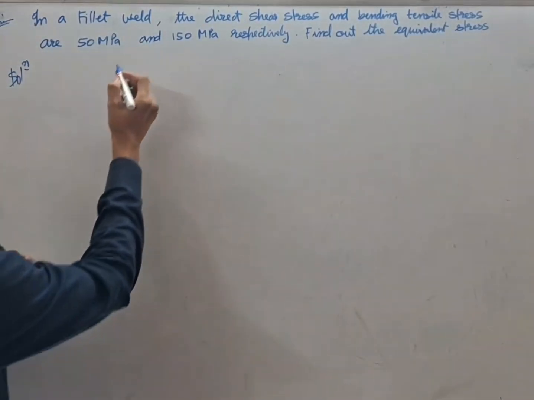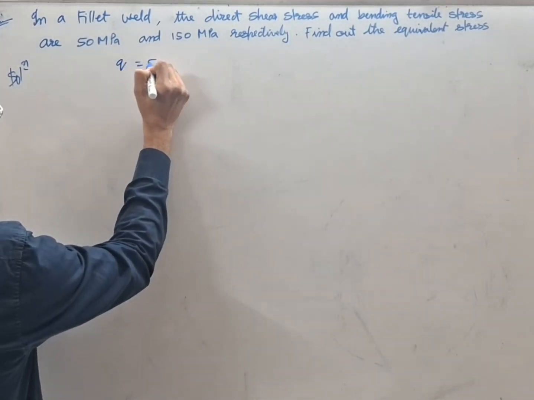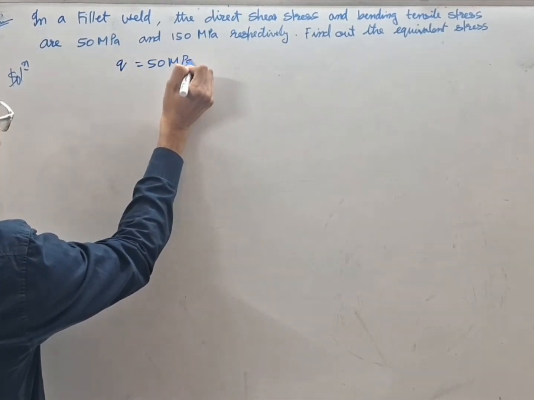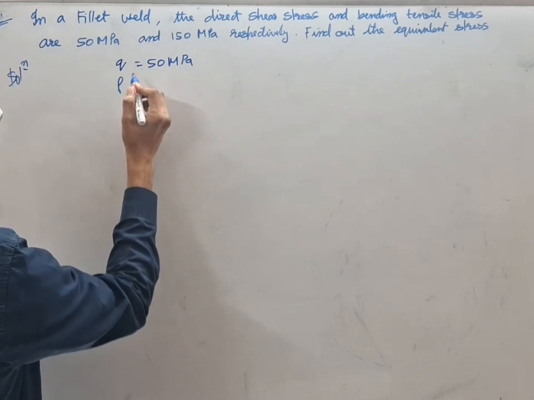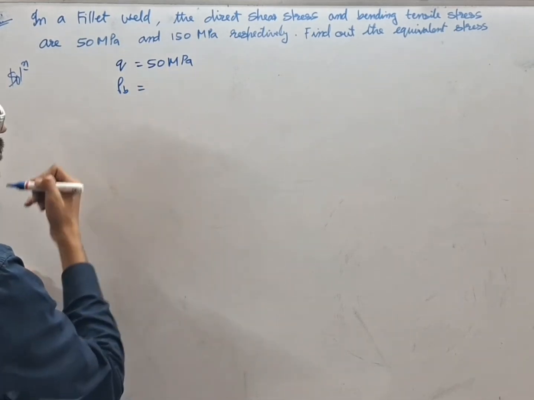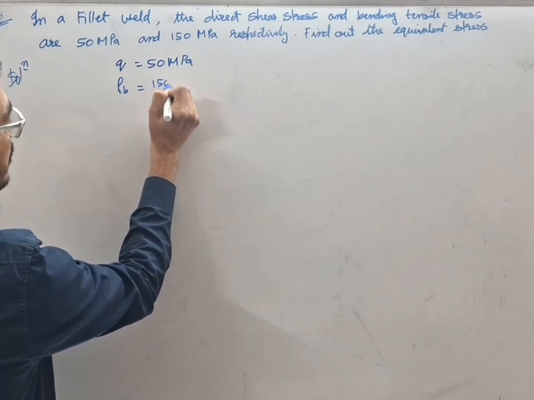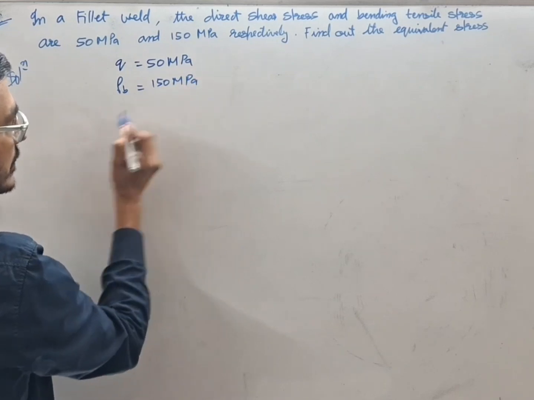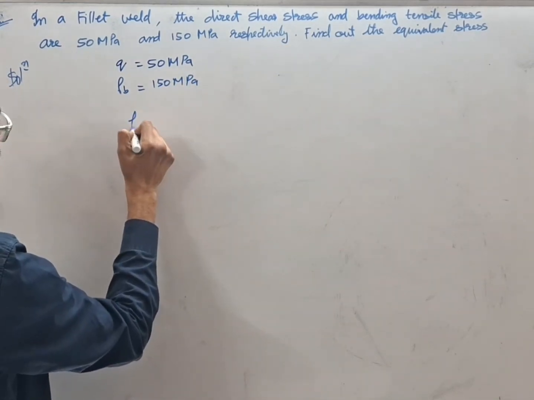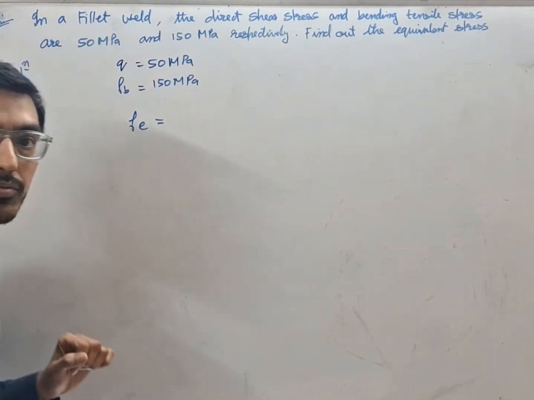So shear stress, I am giving notation Q, is equal to 50 MPa, and our bending stress FB is equal to 150 MPa. Now they are asking us to find out the equivalent stress. So we just have to apply the formula.